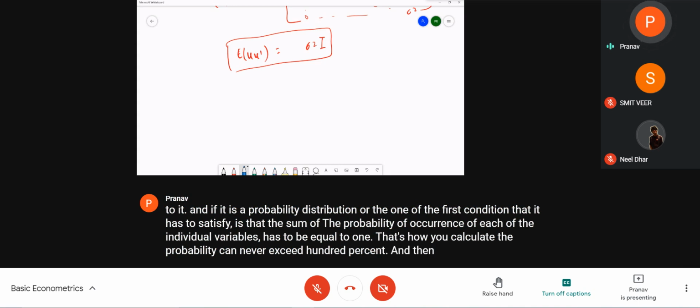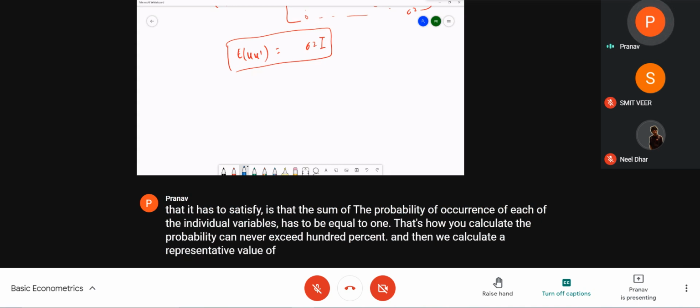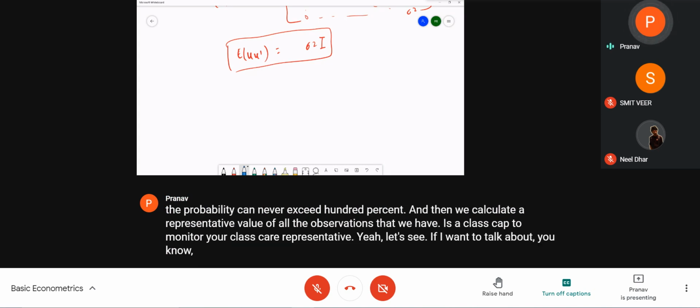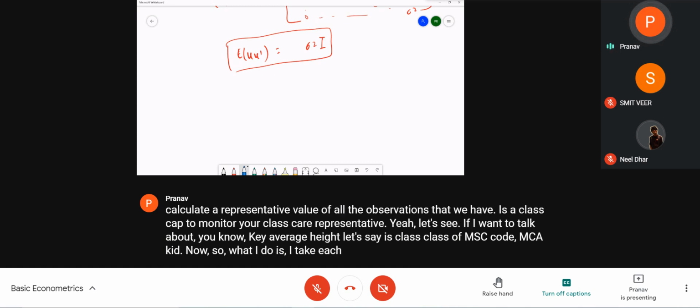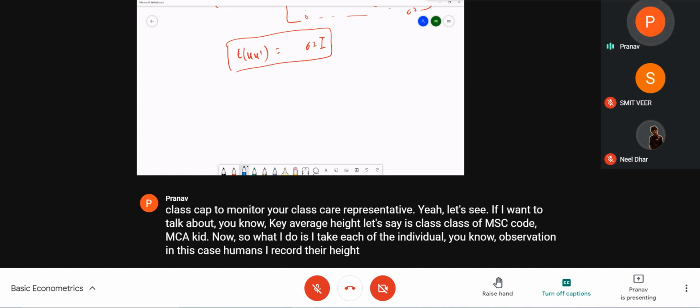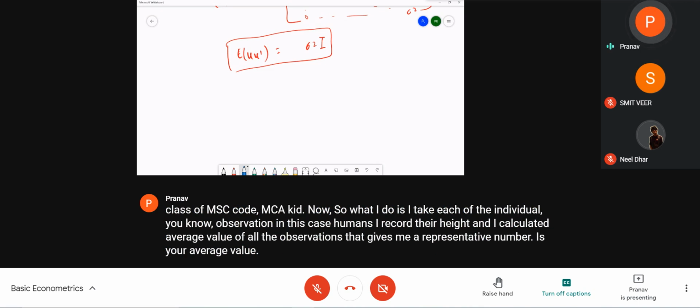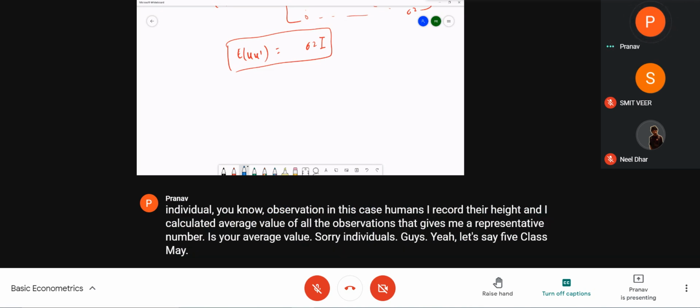And then we calculate a representative value of all the observations that we have. Like the monitor or representative of your class, or let's say if I want to talk about the average height of this class of MSc Eco and MSc FE. So I take each of the individual observations, in this case humans, I record their height and I calculate an average value of all the observations. That gives me a representative number, that the average value of all the individuals in this class is, let's say, 5 feet 4 inches.